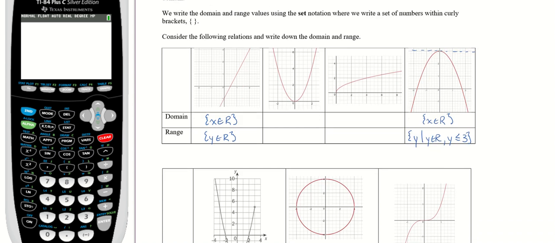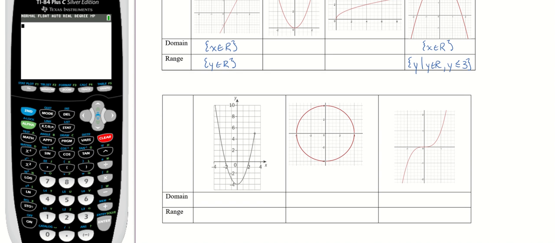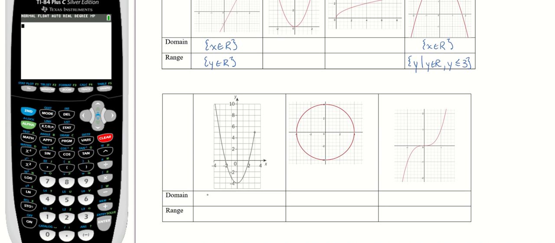So we'll do one more example, which is the one in the bottom left here. So again, start with domain. Domain is defined as x, x is a real number, and the graph will continue to go on forever and ever at the left end, but at the right end, there's a fixed point at which it ends. And that appears to be at x equals 3.